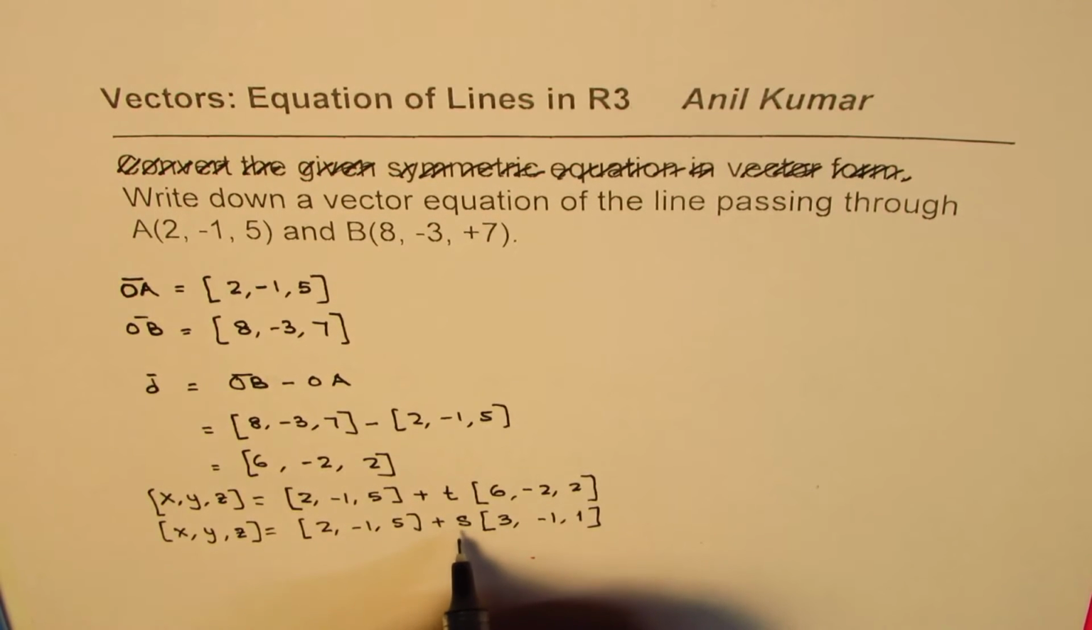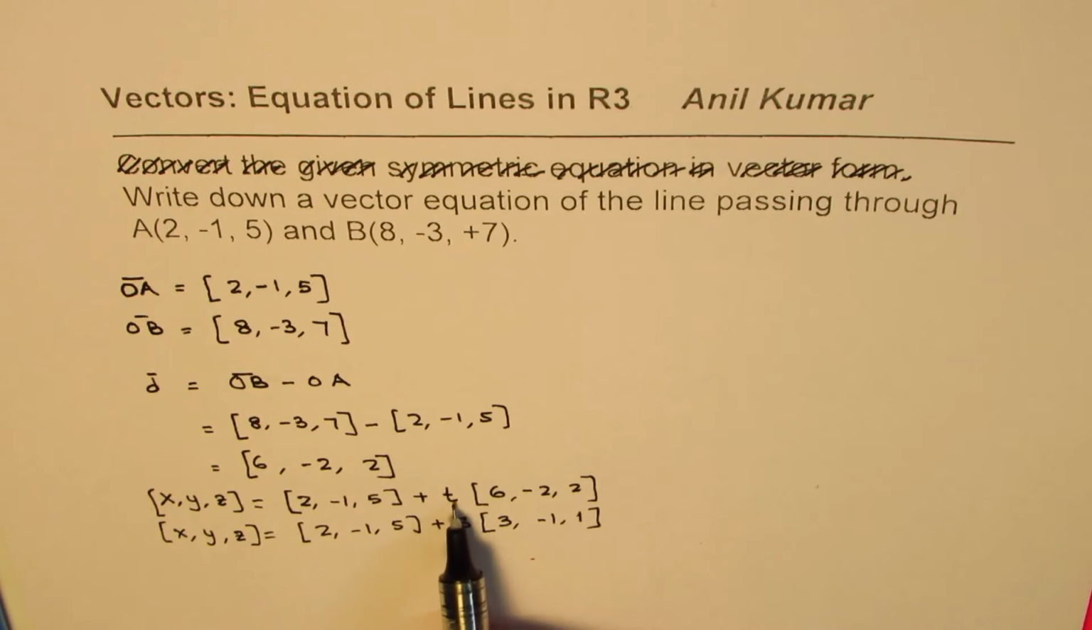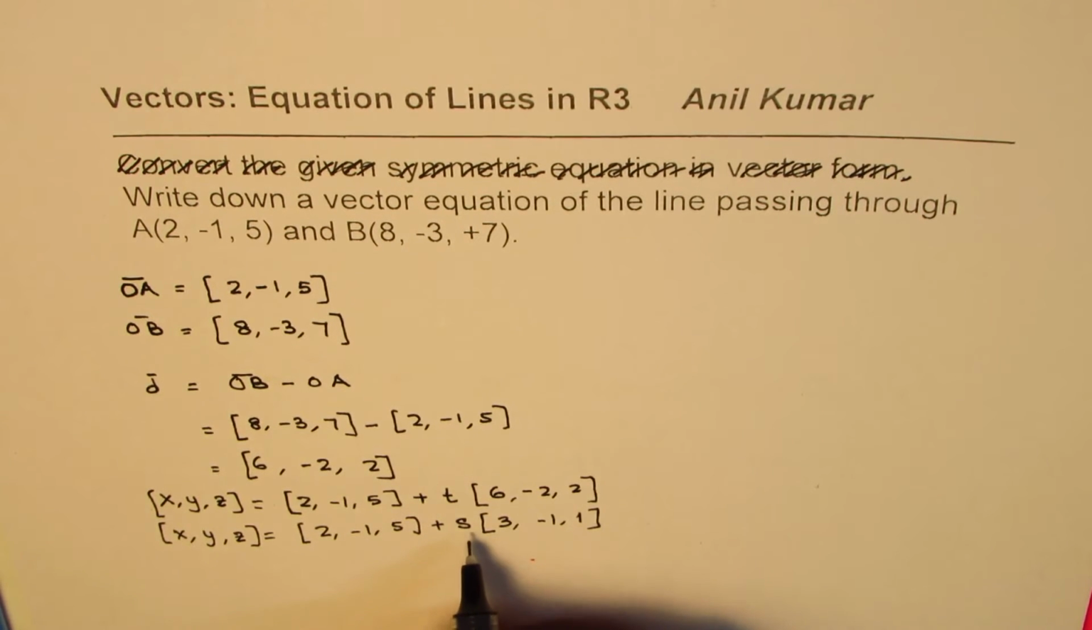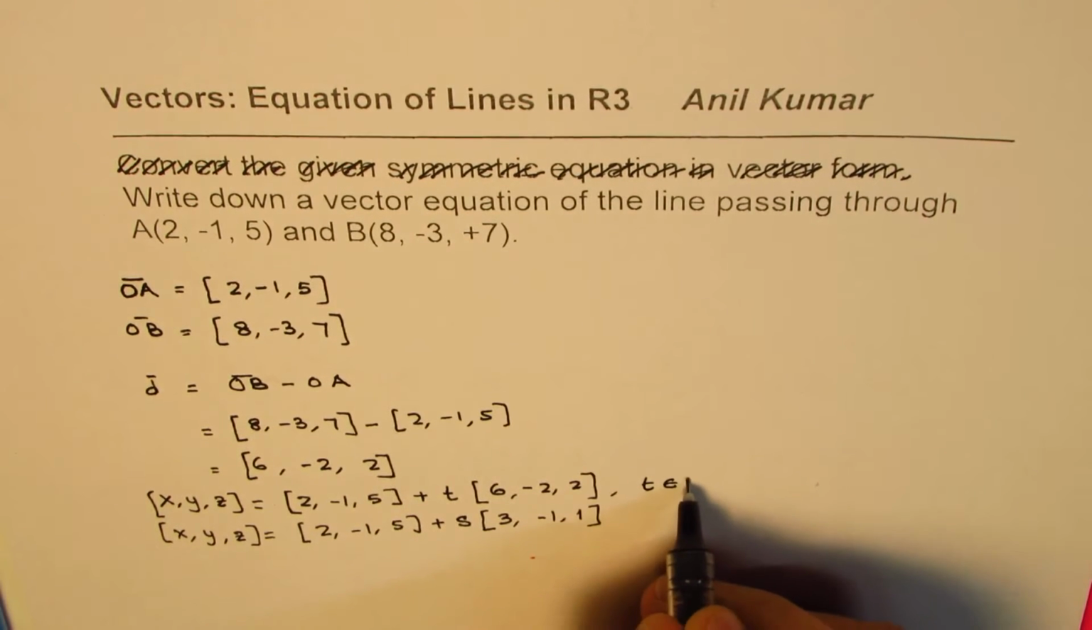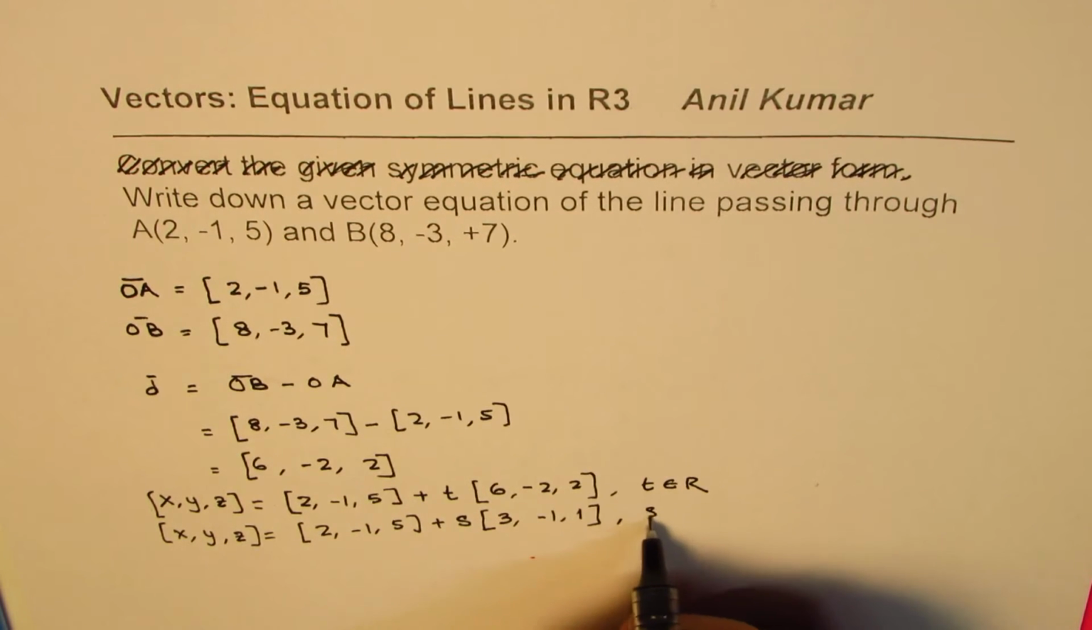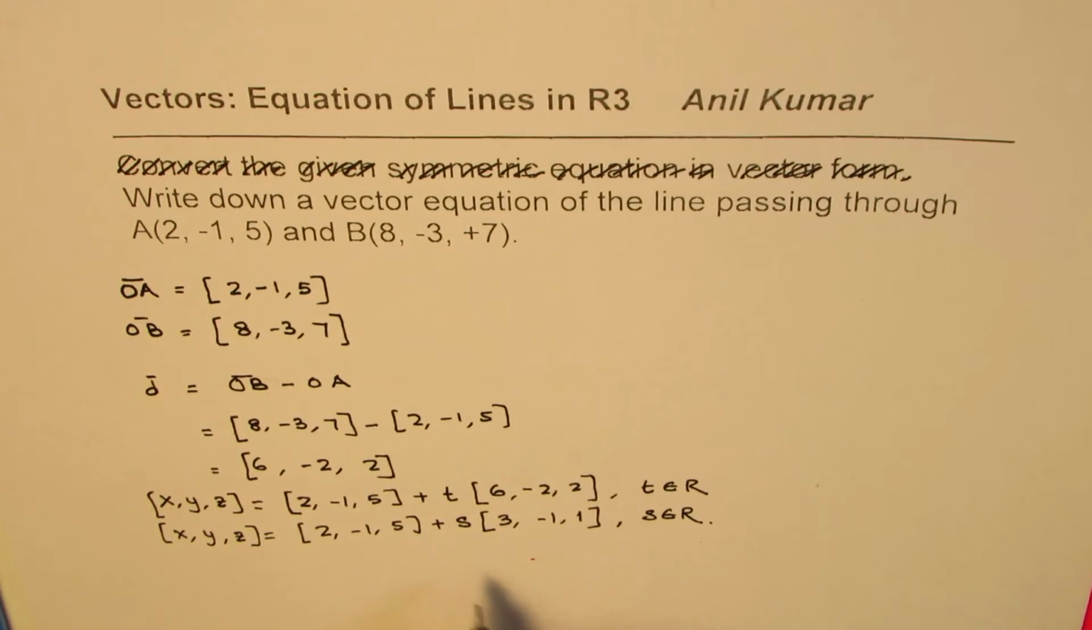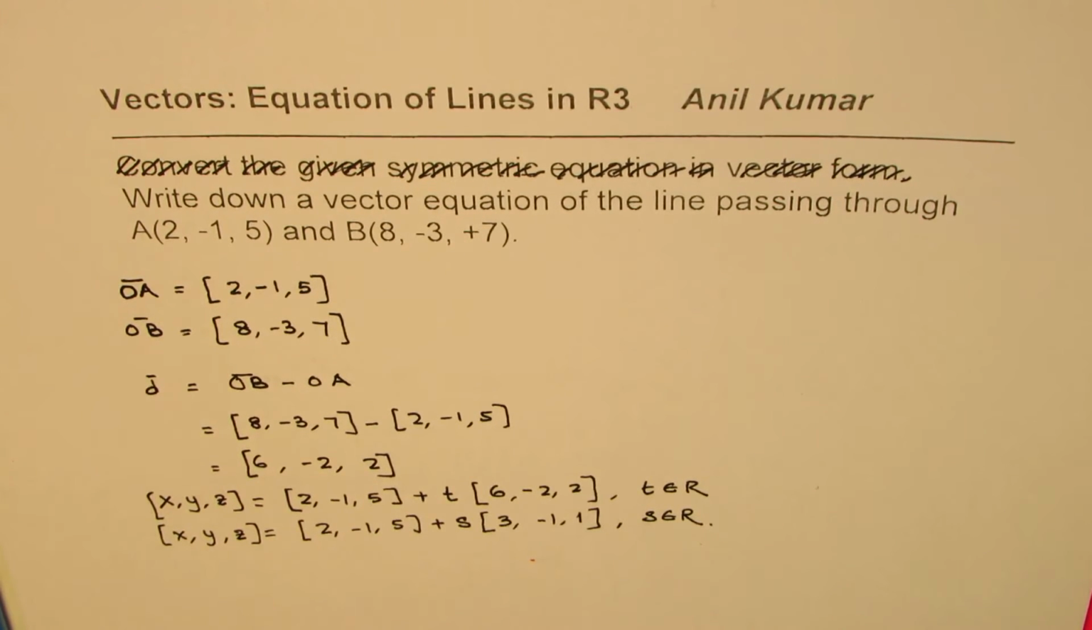I could have written t also here, right? Because it's just a parameter. So when I take 2 common, we get 2 times t, which could be another parameter. I could have written t, but just to avoid the confusion, I changed the name. Remember here, t belongs to the set of real numbers, so s also belongs to the set of real numbers. So that is how you could get the vector equation from the 2 points.